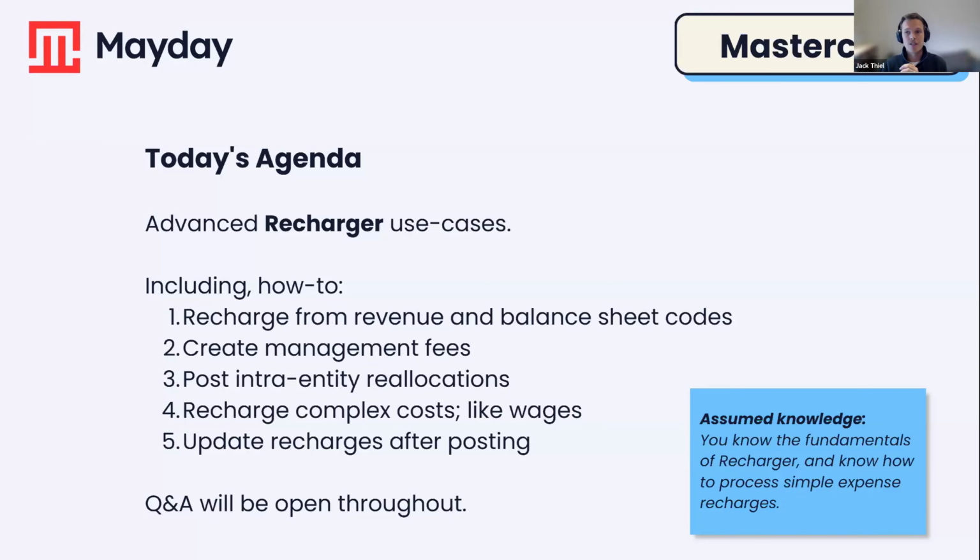And second order recharges too. There are scenarios where you might want to recharge something from A to B and then from B to C. And you can do that in Mayday as well. The final thing on the agenda is then going to be to cover off how to update recharges after posting. What does that look like?